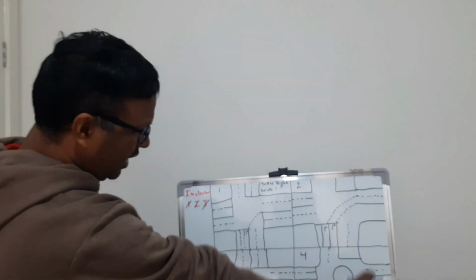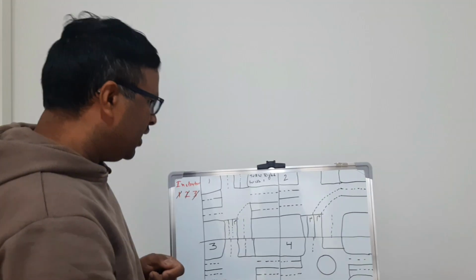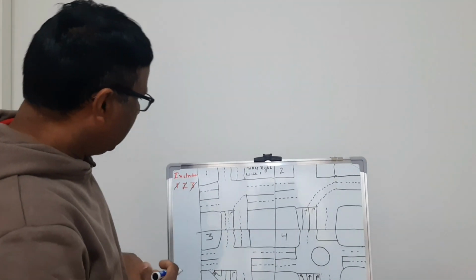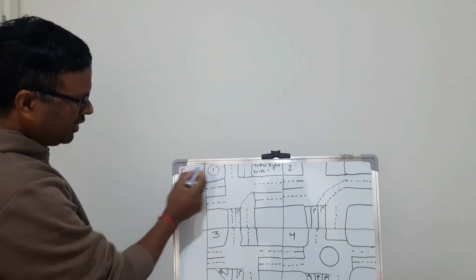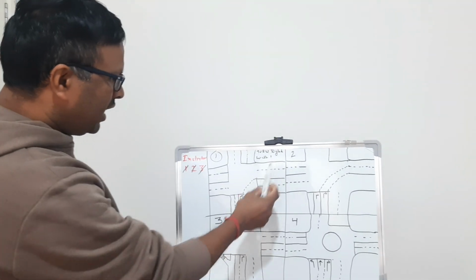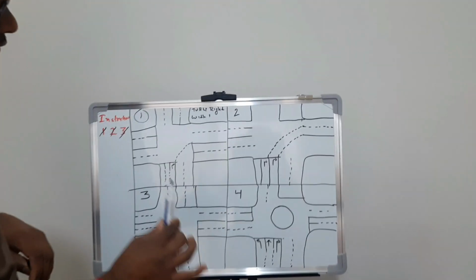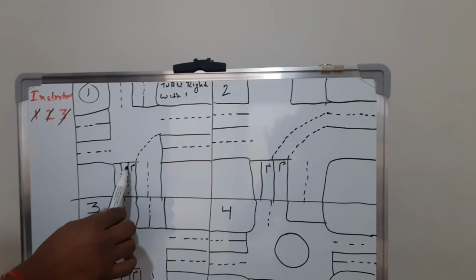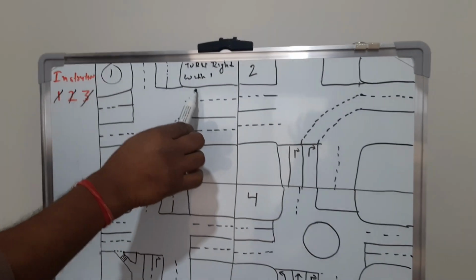So I just made some drawings, and after that I'll try to show you in a practical way too. As you can see in 1, here we are turning right, with only 1 lane for turning right. So we have option 1 and 2.